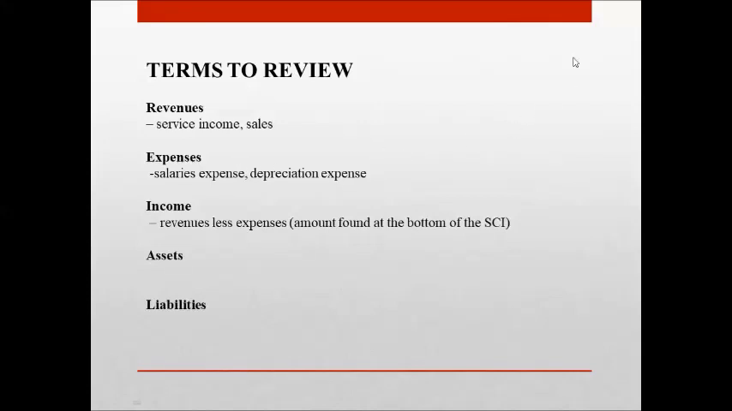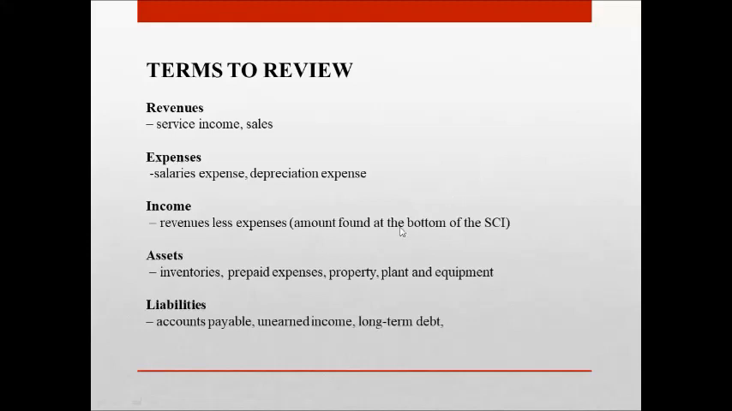And then asset, SFP or comprehensive income? All right. So yes, correct. It is under financial position sila, kasi meron tayong accounting equation na asset is equal to liabilities plus owner's equity. Basically, liabilities are also found under the statement of financial position. Here are some examples. For asset, we have, of course, cash, accounts receivable, inventories, prepaid expenses, property, plant, and equipment. And then sa liabilities, we have accounts payable, unearned income, long-term debt, or ang ating mga non-current liabilities. These are just some terms to review.